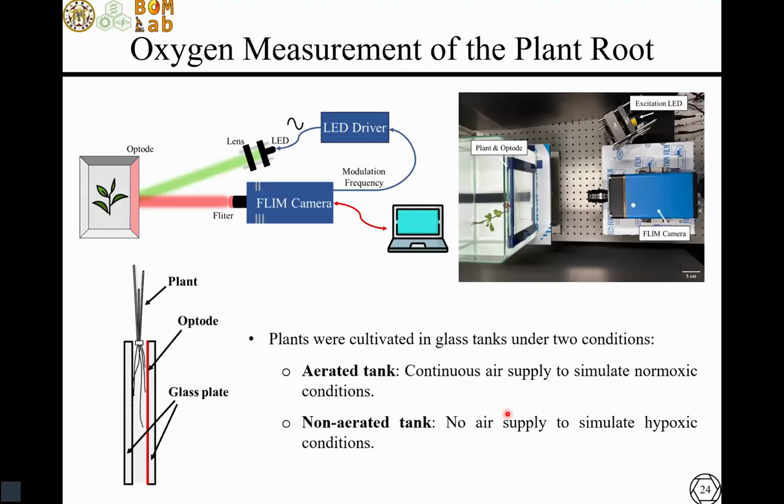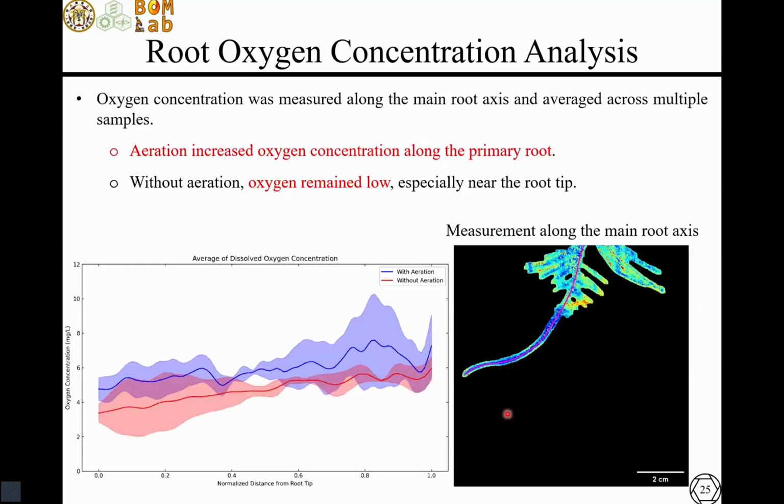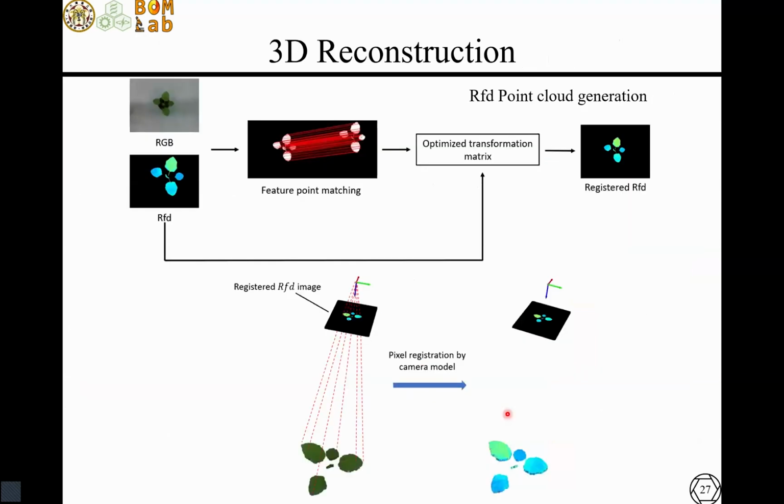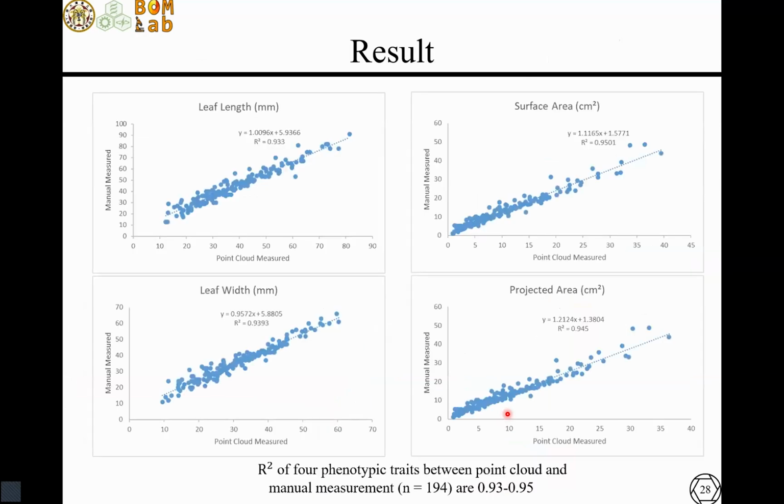So we further use this device to measure the oxygen concentration in the plant root. And we found that aeration increases the oxygen concentration along the plant primary root compared to the experiment without aeration. Besides, we try to use the RGBD camera and the chlorophyll imaging system to compare with each other and combine the results from phenotyping with the photosynthesis efficiency estimation. Those following two experiments are in progress.